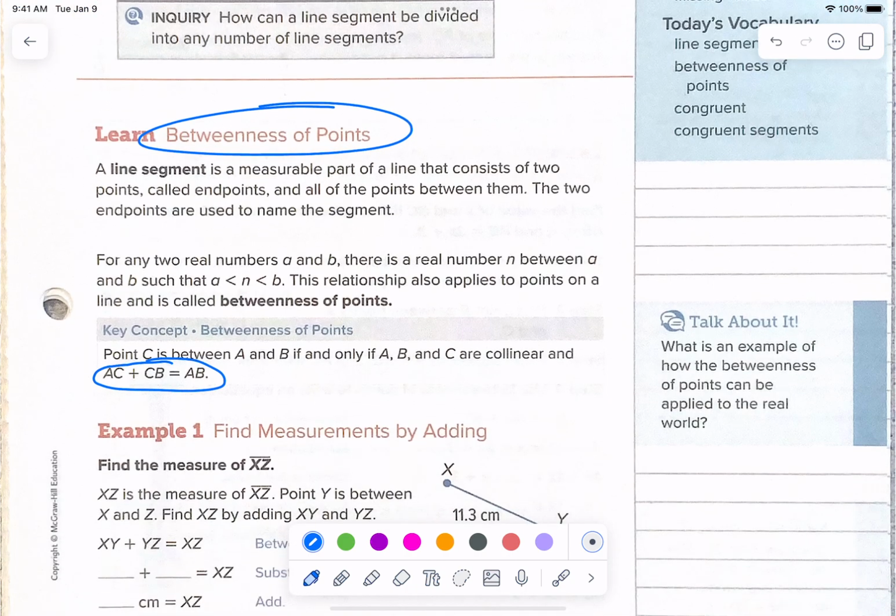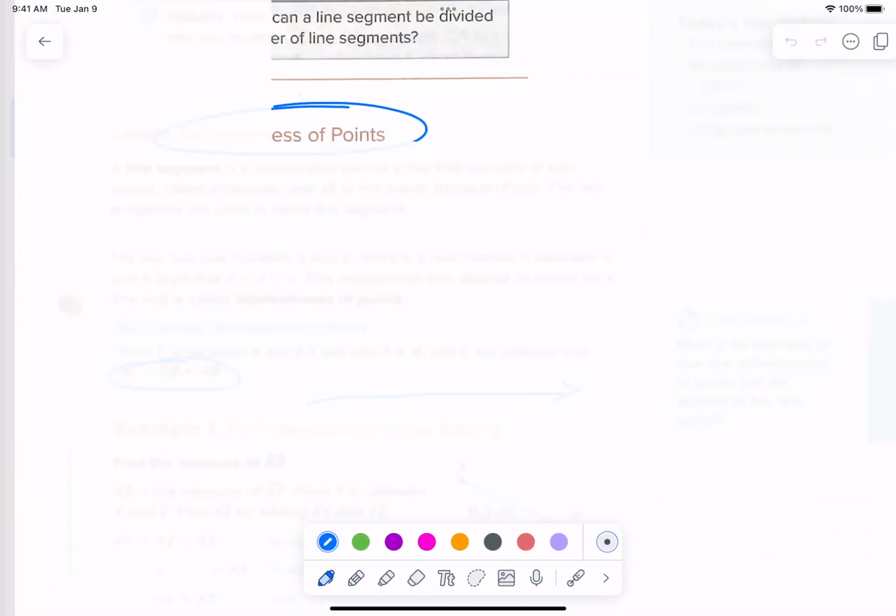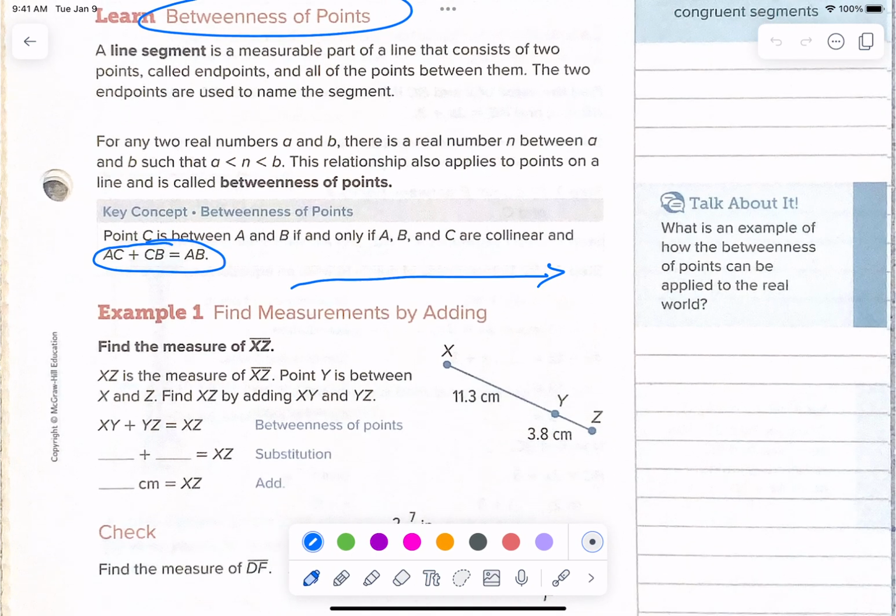Circle this little guy right here. AC plus CB equals AB, and I'm going to illustrate it with a diagram. So draw this line right. Oh, no. We don't want arrows on our line. Get rid of the arrow. We're going to put a dot on the end of it. Dot on this end, dot on this end. And I'm going to call this guy A, and I'm going to call this guy B.